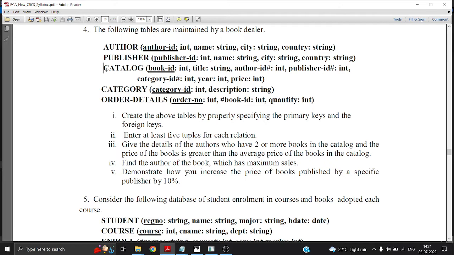Then when it comes to the catalog, it is nothing but menu. So this table actually maintains the information about the list of textbooks that are available with the book dealer for selling purpose. Again, when it comes to the order details, this table maintains the information about order details. That means for which book order has been placed. So these are the list of tables that are available to maintain the information about book dealer.